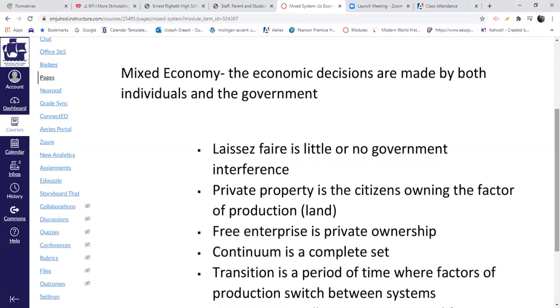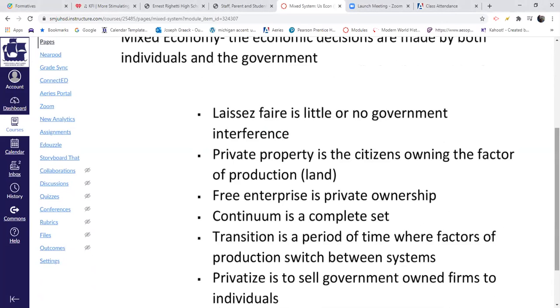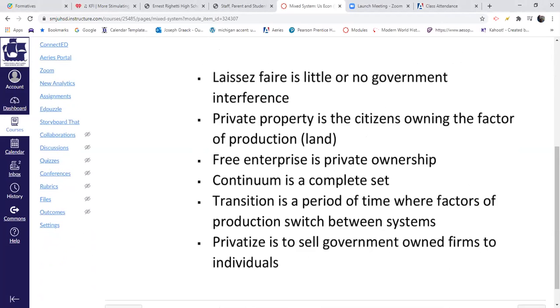There should be private property. Citizens should have private property ownership of the factor of production of land. They should have a say in what is produced. You should have some sort of free enterprise that goes along with this private ownership. And what you'll see in a mixed economy is generally there's a transition between more government regulation or less government regulation. And basically it's like a pendulum. It swings back and forth depending on how the economic system is doing.